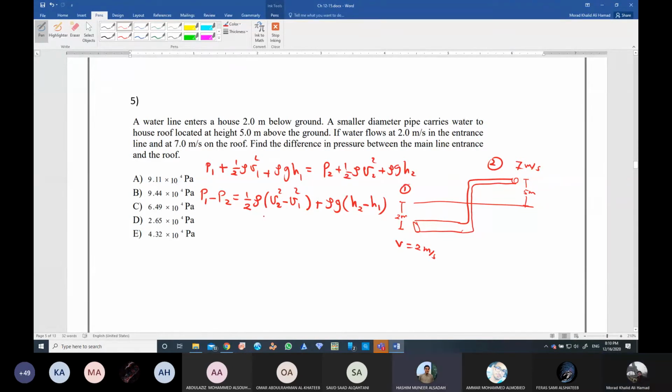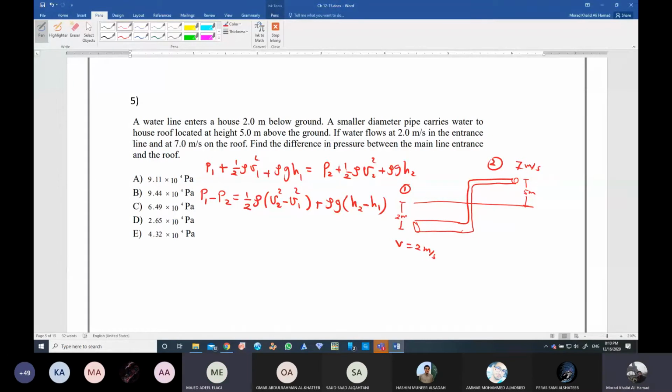Teacher, why isn't it P2 minus P1? Okay, it's for the same reason. Just try it, it will be the same. You just need the magnitude. Okay, I will find a better answer and answer you.